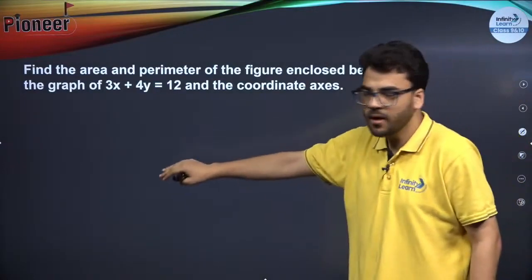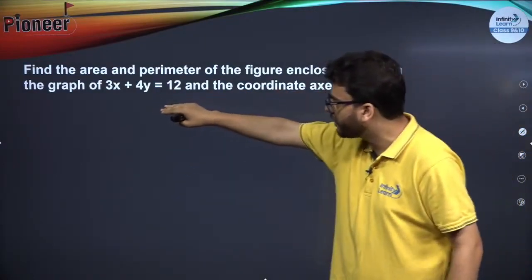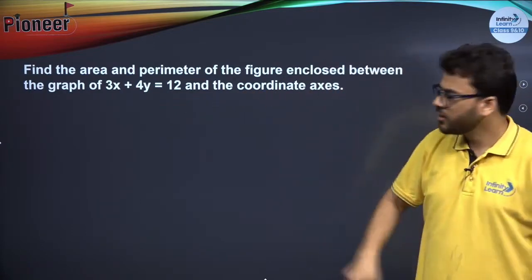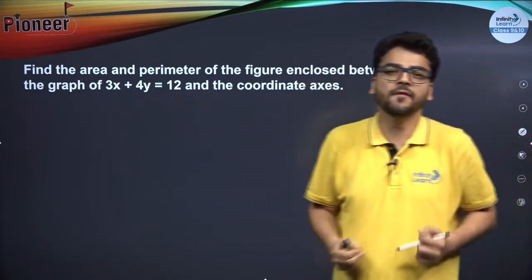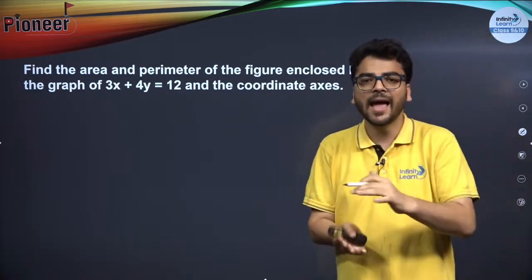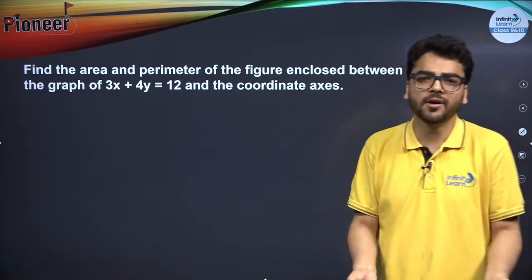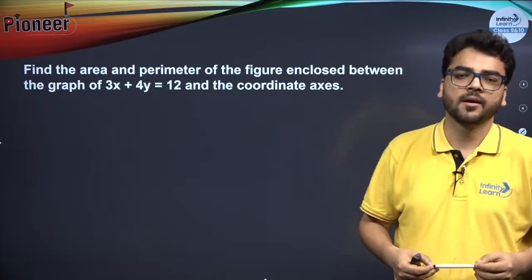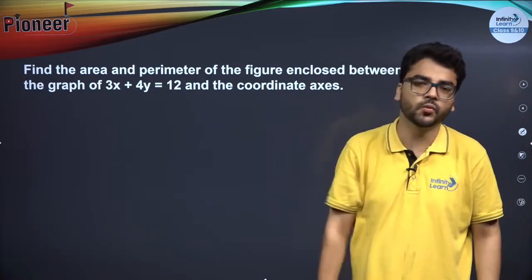Can you do this one? Find the area and perimeter of the figure enclosed between the graph of this and the coordinate axis. Try doing this one. You have to draw the graph of 3x plus 4y is equal to 12, and then find the area enclosed between the graph and the coordinate axis and the perimeter of that figure as well. A simple question, but one of the important questions you'll get everywhere. It's not a very tough question, but one of the standard basic questions which everybody must know.